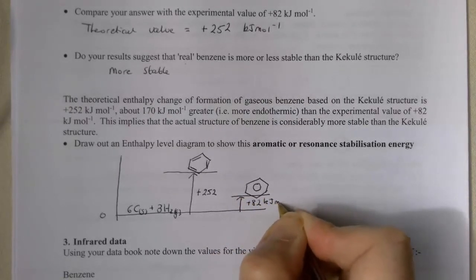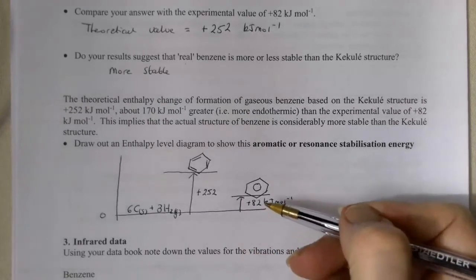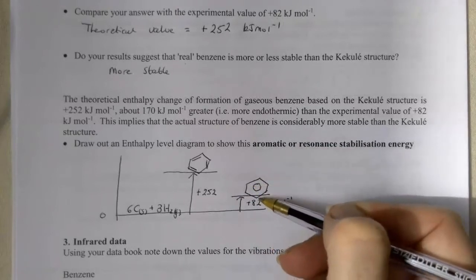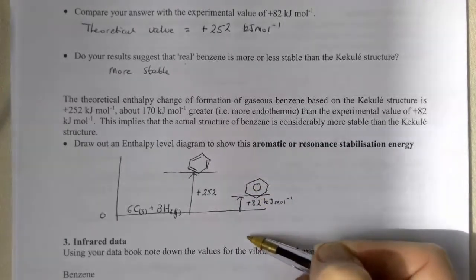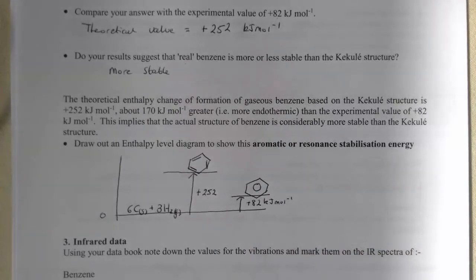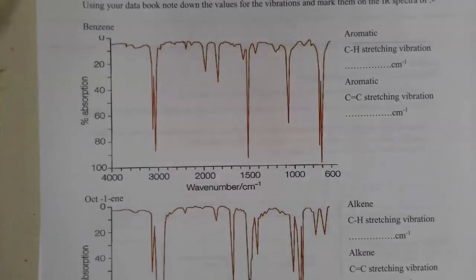kilojoules per mole. Remember, the further you come down, the more stable you are. So this is more stable than this because it's further down. Obviously, exothermic reactions are even further down, so they'll be even more stable. So the third piece of evidence comes from IR data.